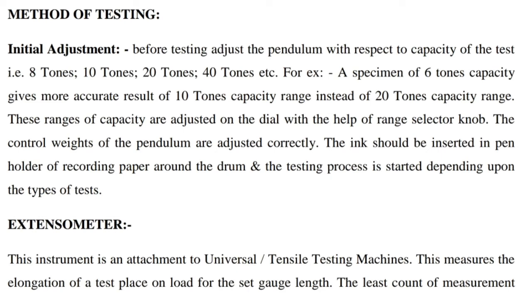Before testing, adjust the pendulum with respect to the capacity of the test, that is 8 tons, 10 tons, 20 tons, 40 tons, etc. For example, a specimen of 6 tons capacity gives a more accurate result in the 10 tons capacity range instead of the 20 tons capacity range. These ranges of capacity are adjusted on the dial with the help of the range selector knob.